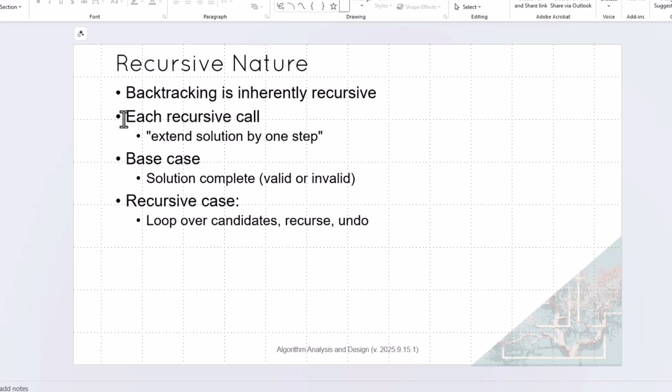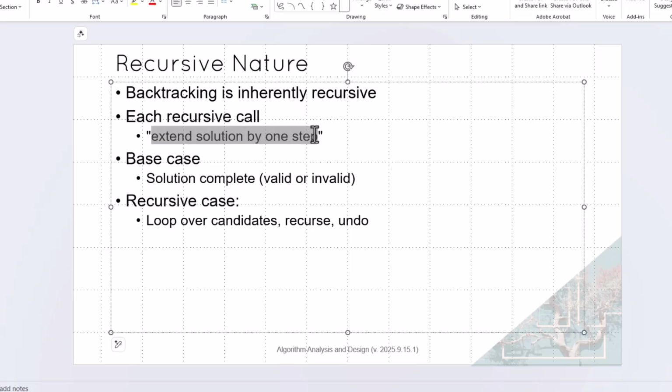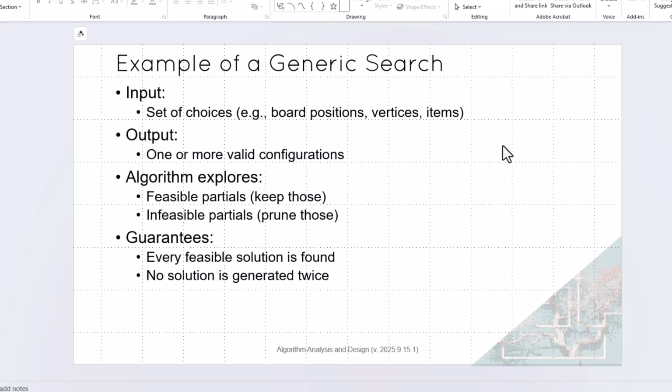Okay, so each recursive call, again, we extend the solution by one step. Base case: the solution is complete, valid or invalid. Recursive case: loop over candidates, recurse, and undo as necessary. Example of a generic search. The input would be something like a set of choices, for example, board positions for our queens, vertices in a graph problem, items in some sort of list or scheduling situation. We output one or more valid configurations.